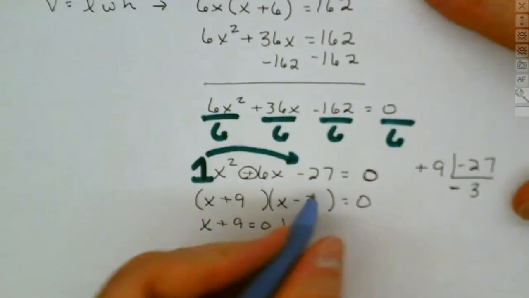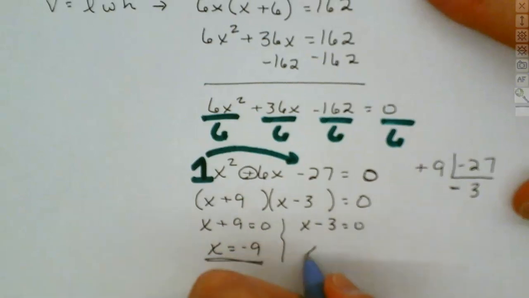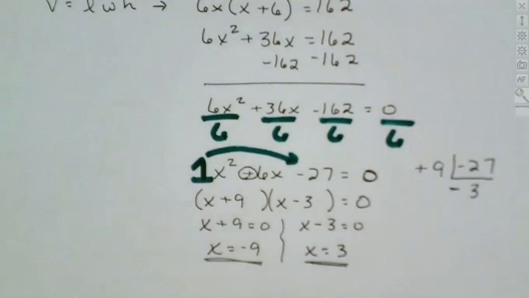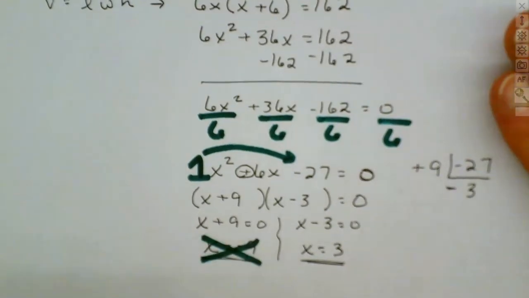What about the other one? X minus 3 equals 0. So x equals now what? 3. Only one of these is a legitimate answer. So which one can I eliminate and why? Negative 9. Why can I eliminate the negative 9? Because can you have a negative length or width? No. Now let's make sure we get the actual answer.